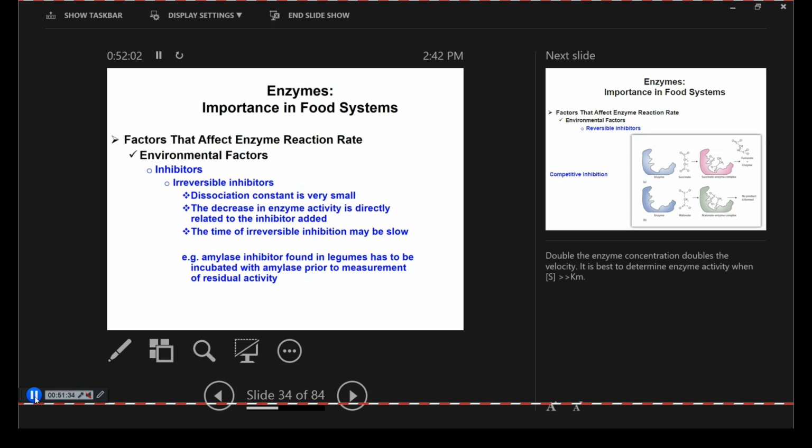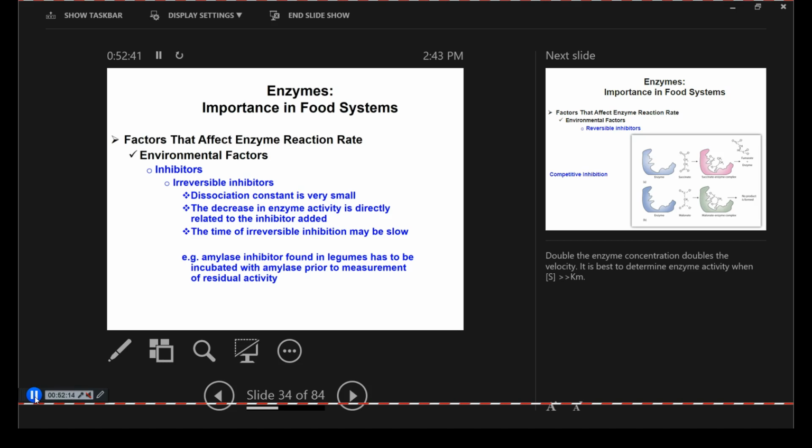What does the dissociation constant mean? It is the concentration of the free form of the inhibitor when the enzyme is present. When the enzyme inhibitor is present, it binds, and it will not be released very easily. So the decrease in activity is directly related to the amount of inhibitor added, and the reaction is slow. For the inhibitor to react with the enzyme is very slow.